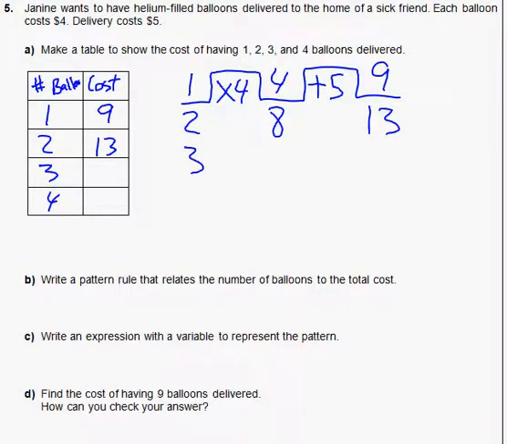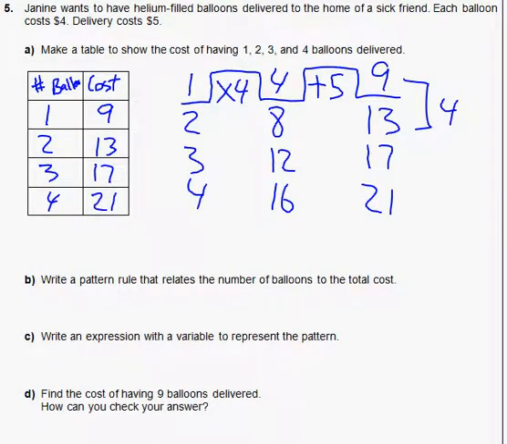3 balloons, 3 times 4 is 12, and 12 plus 5 is 17. 4 balloons cost, 4 times 4 is 16, and 16 plus 5 is 21. So you can see that the inputs are going up by 4 each time. And let's fill in our chart. 17, 21. What is the pattern rule that relates the number of balloons to the total cost?